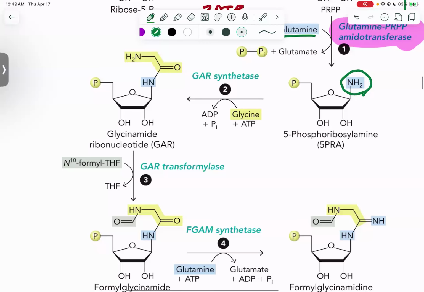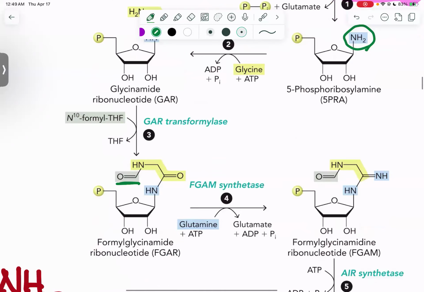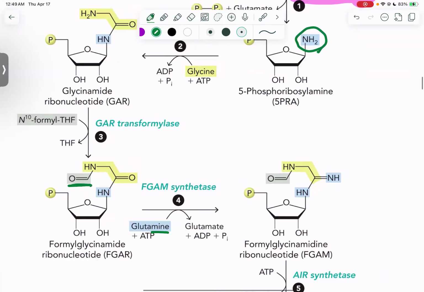Then we're going to go through another reaction, and the formyl THF is donating a formyl group, and that's why we have another carbonyl attached to the nitrogen. Okay, so then we're going to add another nitrogen-containing group. So I need something else that has nitrogen. Our third nitrogen comes again from glutamine. So at least you have a few duplications, right? So we're adding our amine right here.